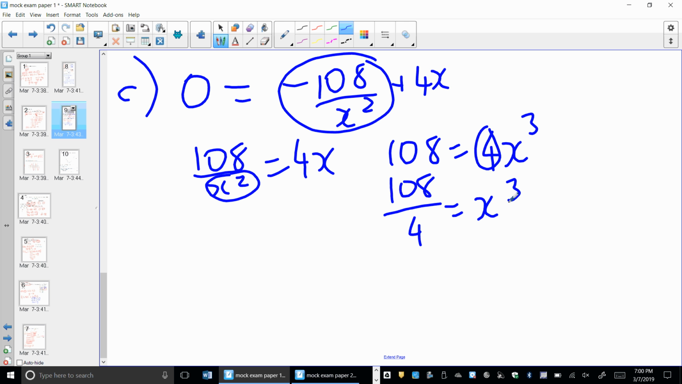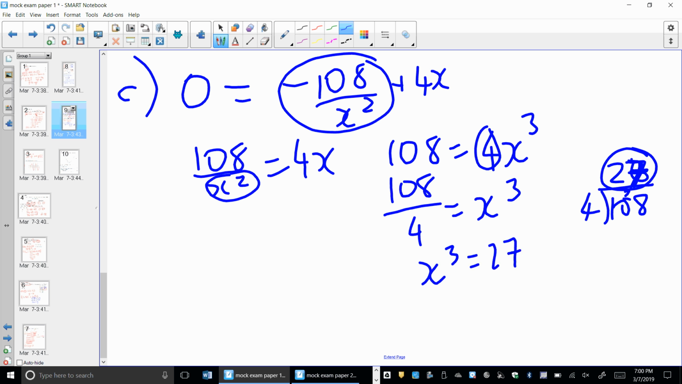Now if you're not very good at dividing, just literally go back to basics. So 4's into 1 doesn't go. 4's into 10 goes twice, remainder 2. 4's into 28 goes 7. It's really awkward, isn't it? So, x cubed is 27.